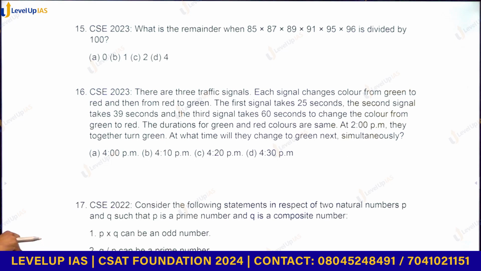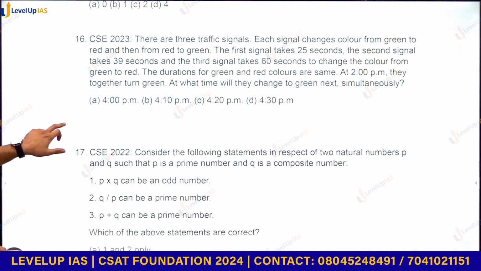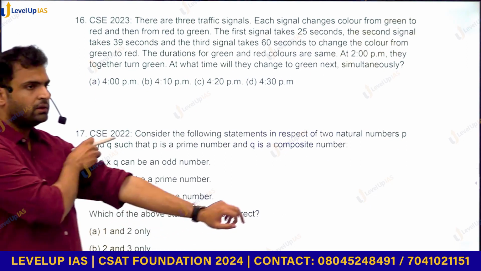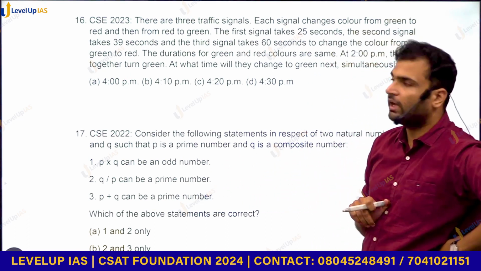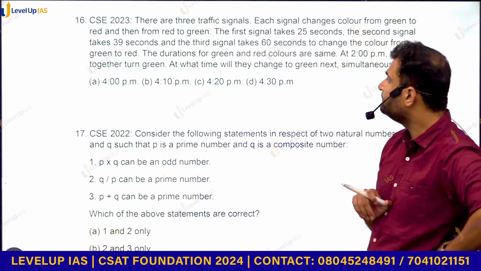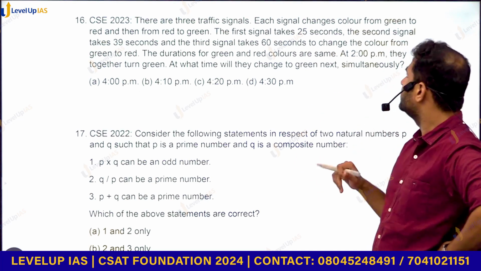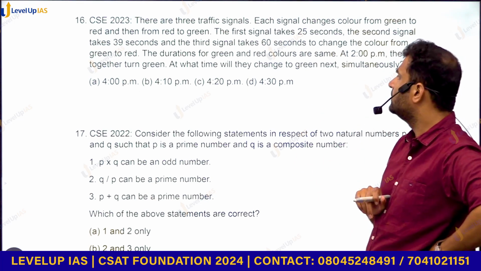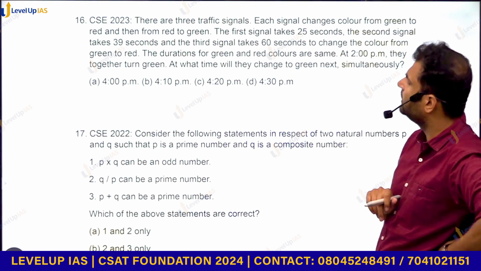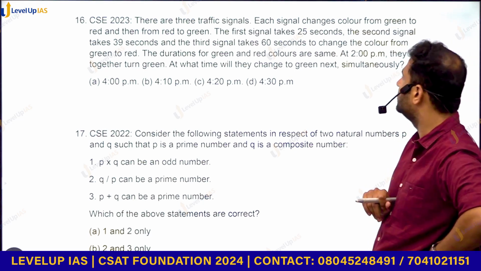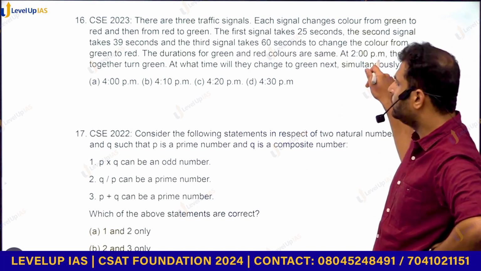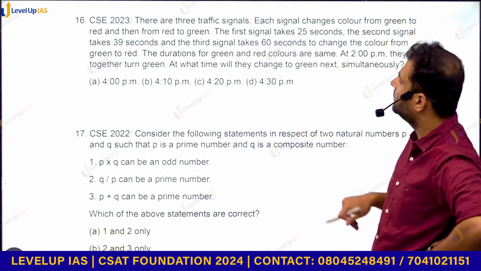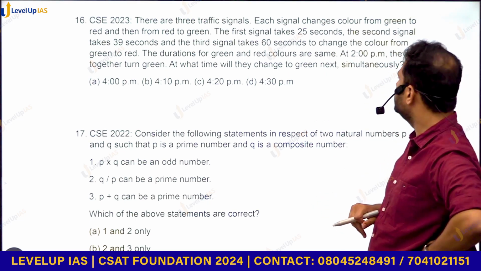Coming to the next question, I think this is the last question from 2023 from arithmetic. We have three traffic signals. This is from the LCM topic, by the way. Each signal changes color from green to red and then from red to green. The first signal takes 25 seconds, the second 39 seconds, and the third takes 60 seconds to change the color from green to red. Durations for colors are the same. At 2 p.m. they together turn green, and at what time will they change to green next simultaneously?